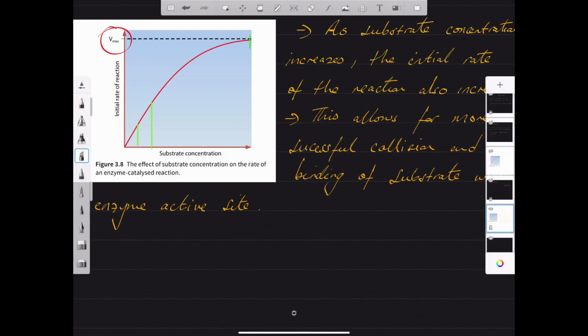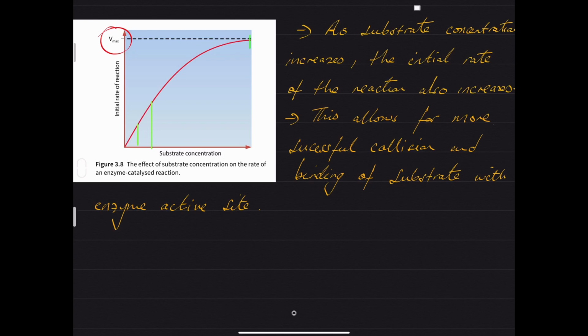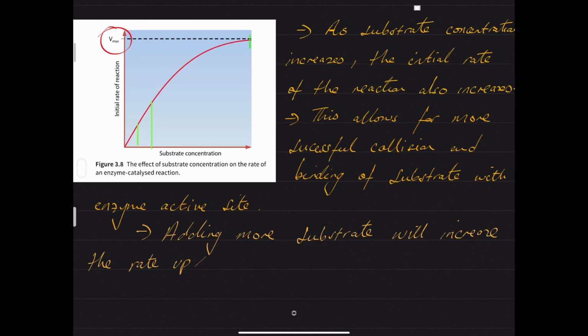So let's put this down in a concise way. So let's just say adding more substrate will increase the rate up to a certain point. Okay, so adding more substrate will increase the rate up to a certain point. Okay, and this is Vmax.